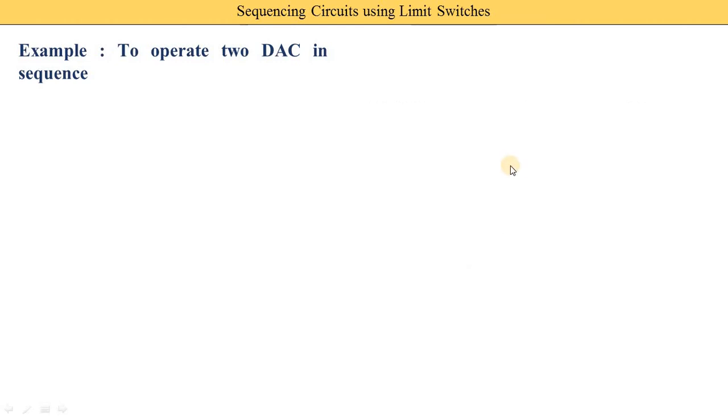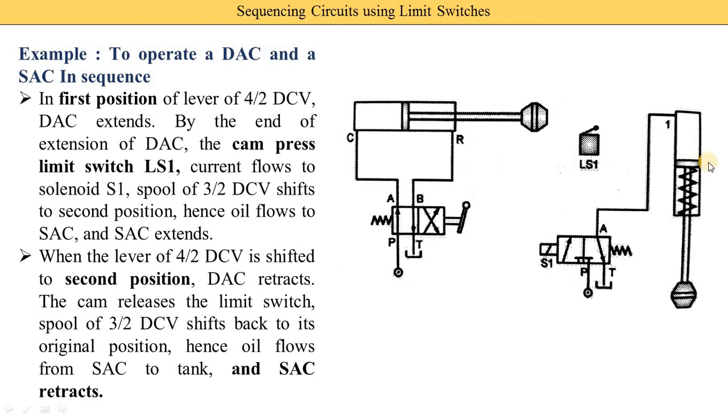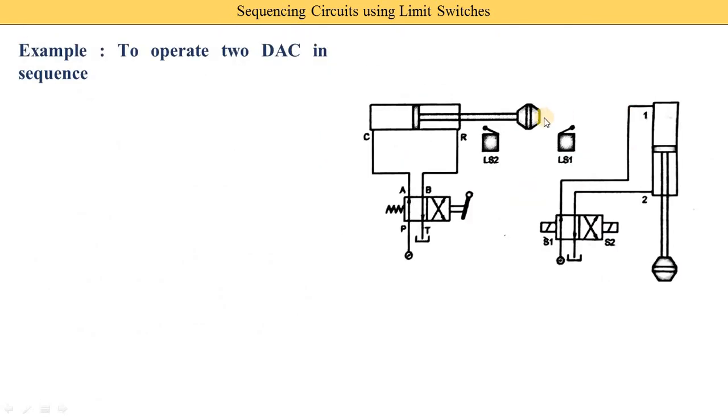In the earlier case of single acting cylinders, we know that it is the spring return type, that's why we only require one limit switch. But when we need to control the double acting cylinders, we require two limit switches, that is LS1 and LS2. Now when we provide the two switches, in a directional control valve we need to provide two solenoids, that is S1 and S2.